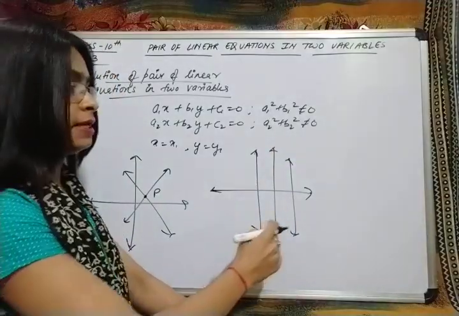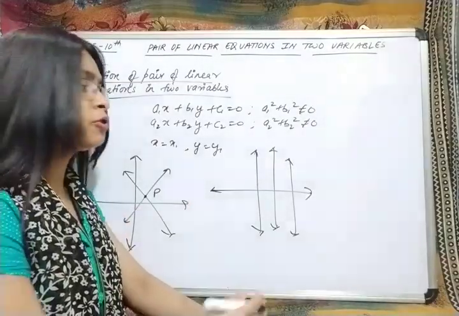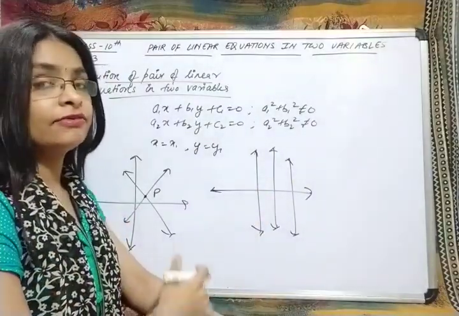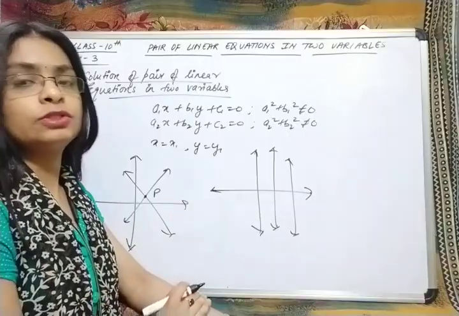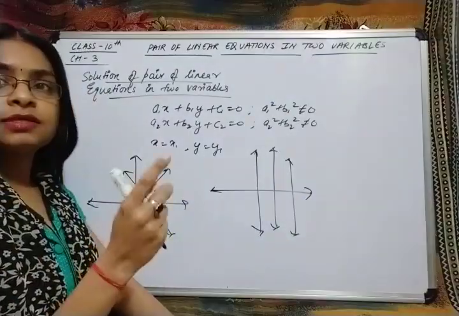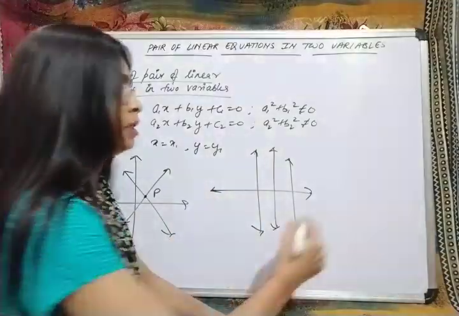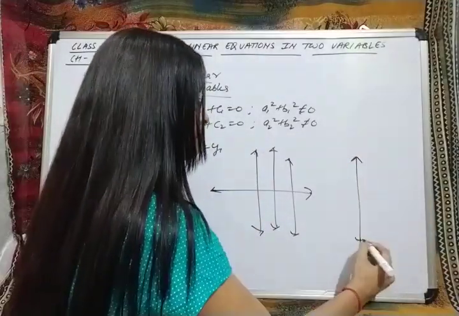Now in this case, when there are parallel lines, there is no common solution, because they will never intersect and we will not get any solution. So in this case, there is no solution. In this case, there is only one solution, and that is also unique. But in this case, no solution. Now we'll see the third case.